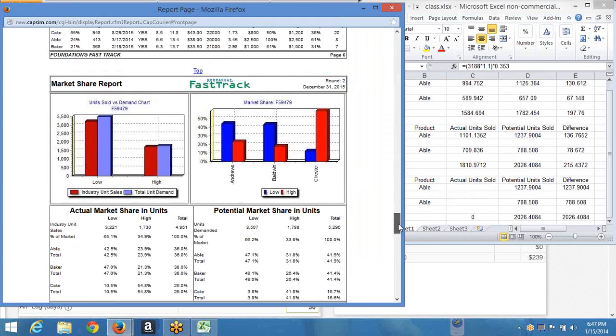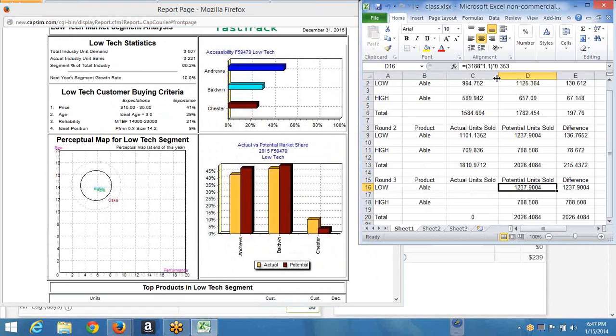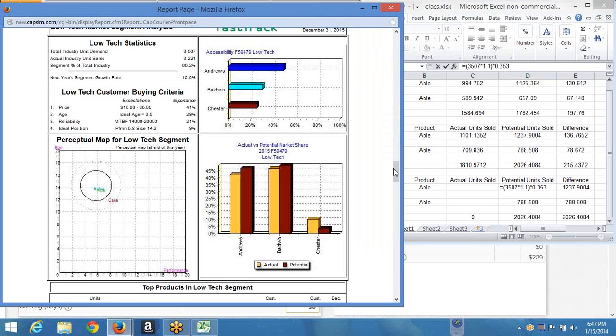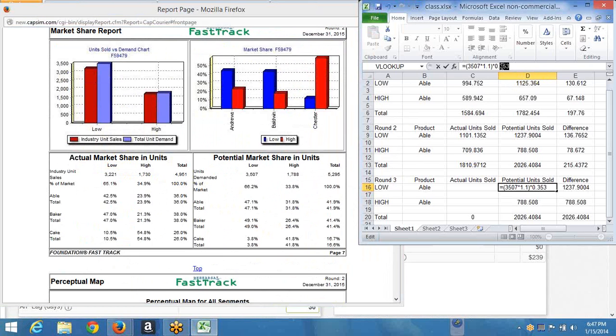And first I'm going to look on my low-tech market. I'm going to say the unit demand, just like last time, is 3,507. Next year's growth is going to be 10%. So in 2015, it was 3,507. It's going to grow another 10%. So I'm going to go at 3,507. I'm going to times it by the 1.1. And then I'm going to multiply it by my potential. I potentially could have had 47.1%. That's really good. So I'm going to go 47.1%.